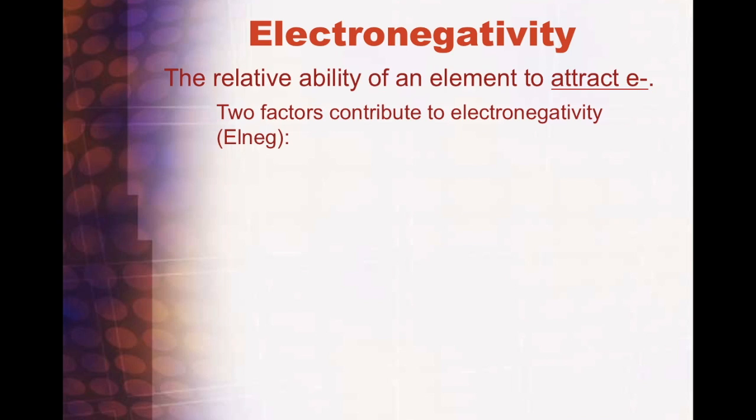All right, and so the final periodic trend we're going to look at is electronegativity, which is the relative ability of an element to attract electrons. So electronegativity is a measure of how nonmetallic an element is, whereas metallic character and ionization energy are both measures of how metallic elements are. As with metallic character and ionization energy, two factors contribute to electronegativity.